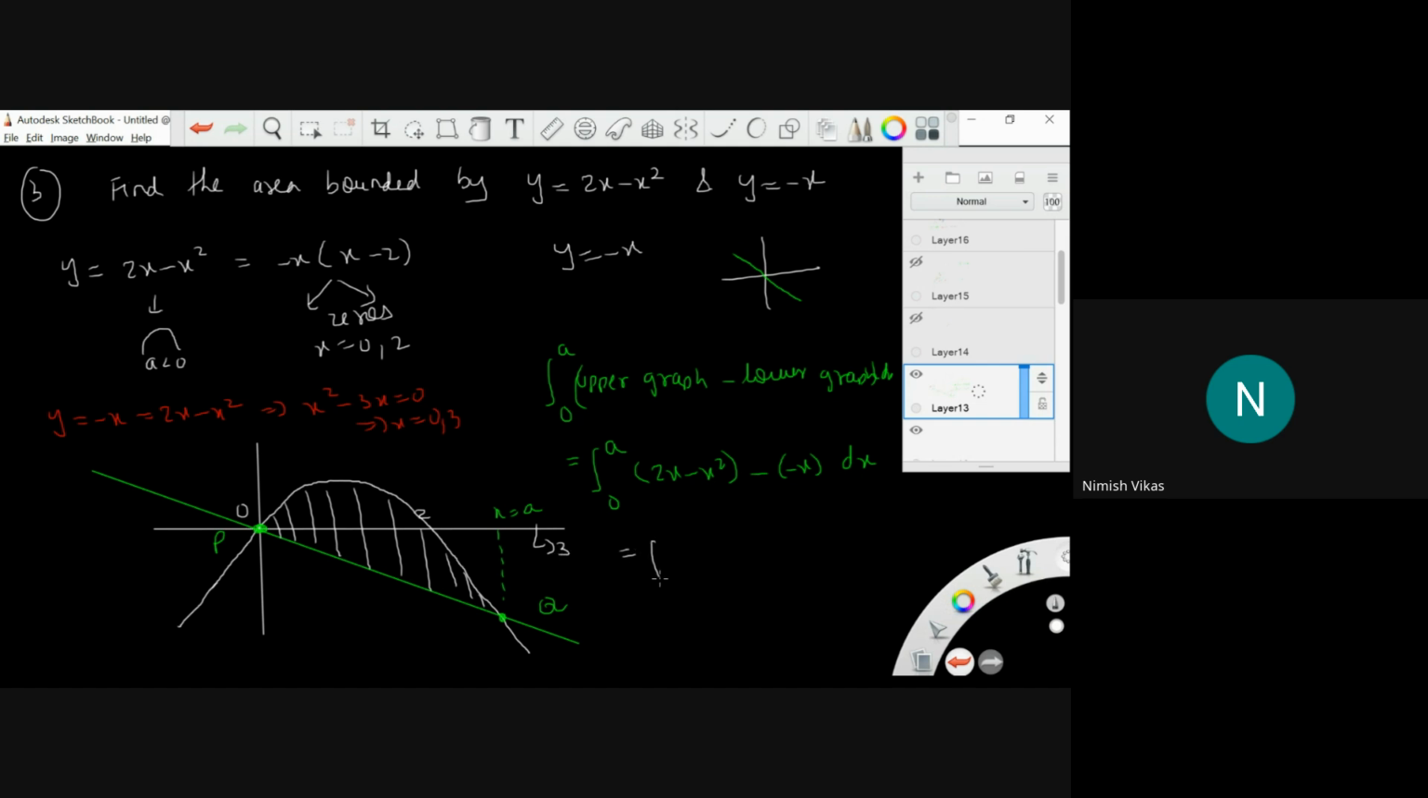So we have integral 0 to 3, upper graph 2x minus x square, and then minus the lower graph minus x, dx. So it is integral 0 to 3 of 2x plus x, so 3x minus x square dx. And when you solve this, it will come out 9/2. So this you can do.